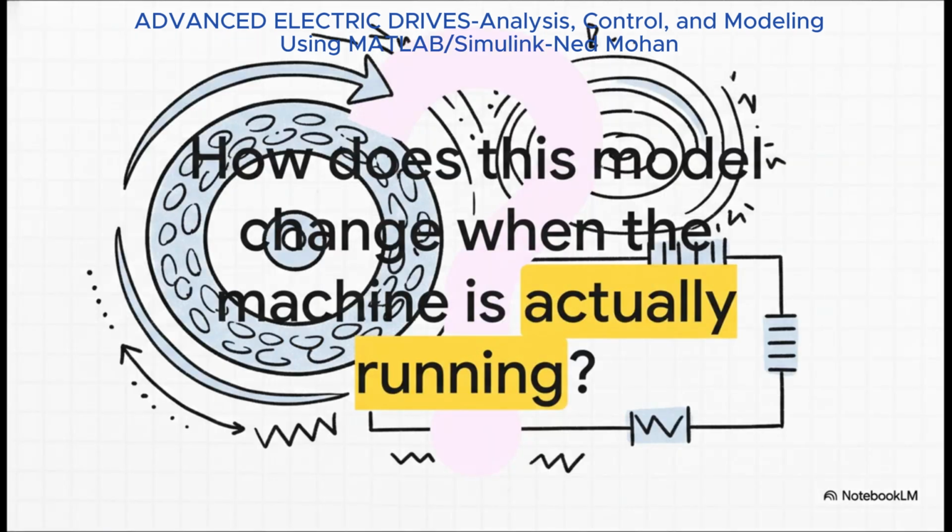Now, this whole analysis we just did was based on a static, open-circuited view. It gives us our fundamental building blocks. But it leaves us with a huge question, right? What happens when the machine is actually running, when the rotor is spinning at a different speed than the magnetic field? How does this neat little model evolve to account for slip and dynamic operation? Well, that's where the real power of this equivalent circuit truly comes to life.